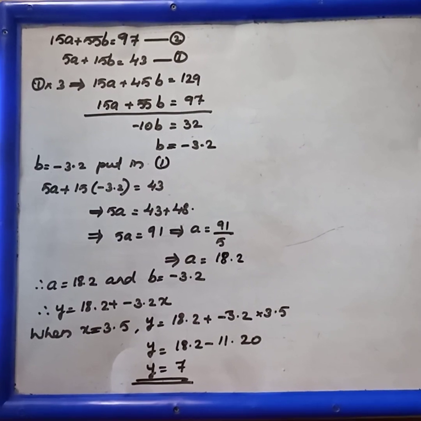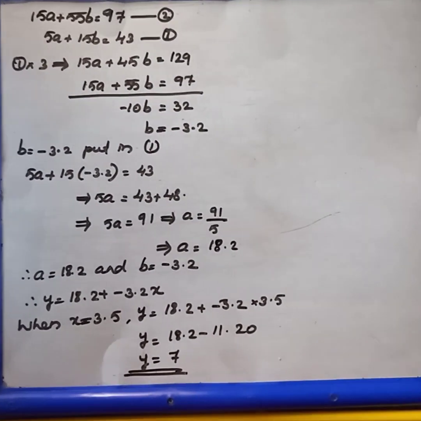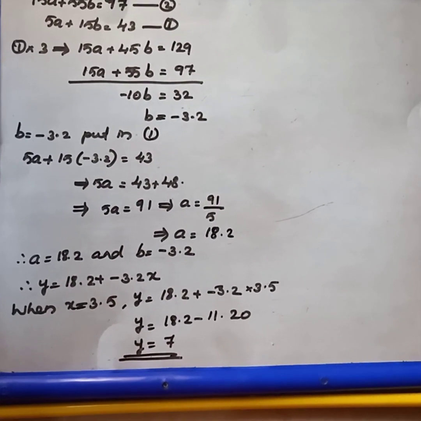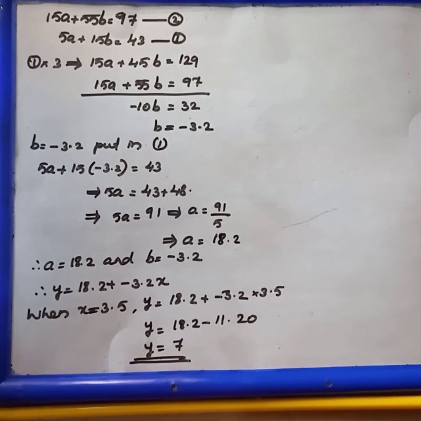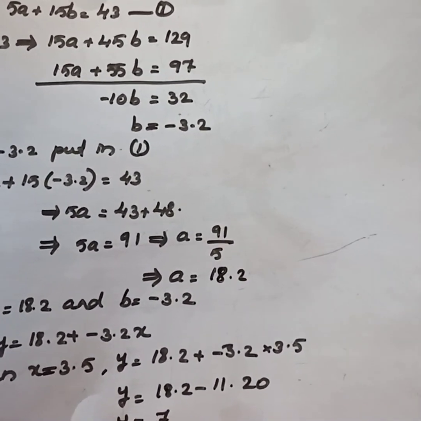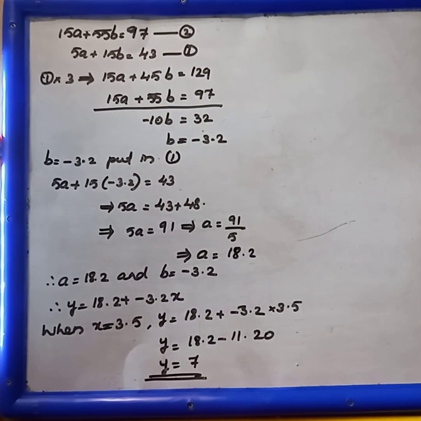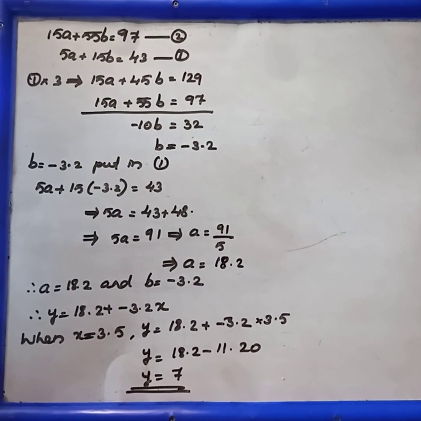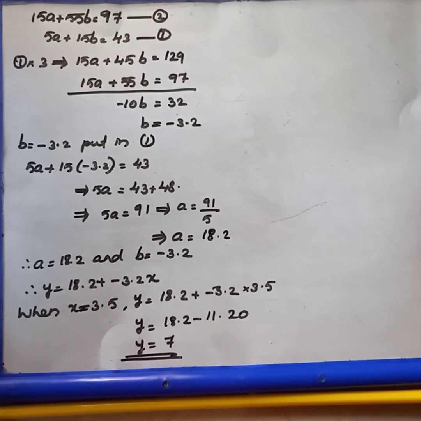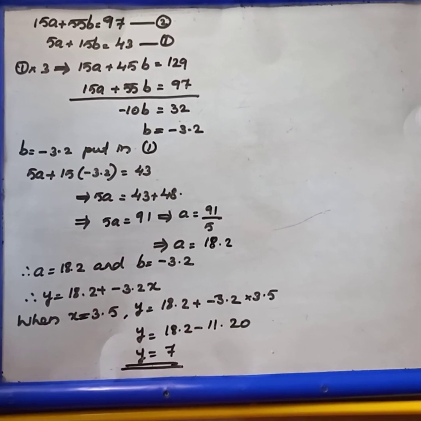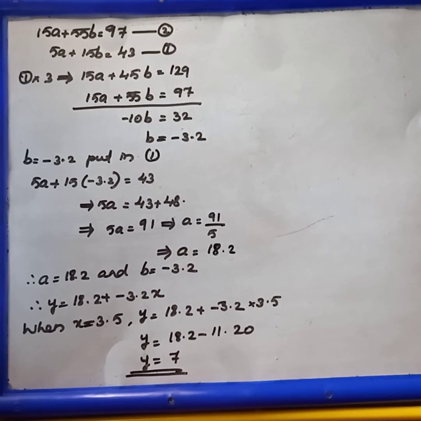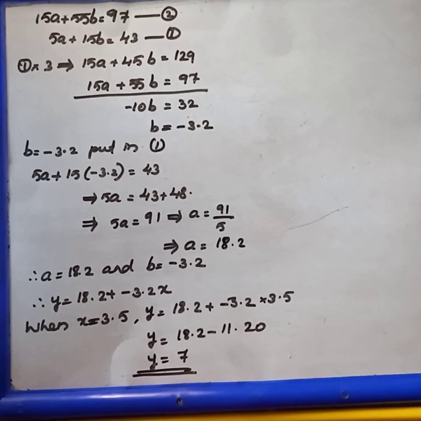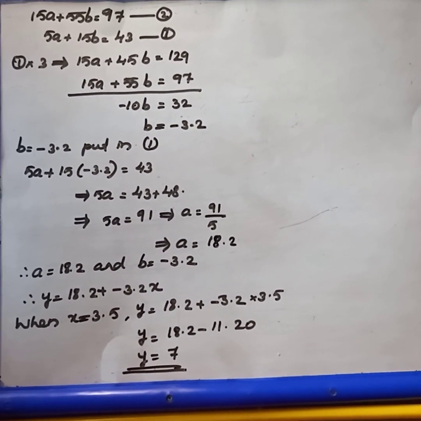Then substituting this value in equation 1: 5a plus 15 into minus 3.2 is equal to 43, that is, 5a minus 48 is equal to 43, which implies 5a is equal to 91. Then a is equal to 91 by 5 is equal to 18.2. Therefore a is equal to 18.2 and b is equal to minus 3.2. We get the two unknowns a and b. Substituting these values in the equation y is equal to a plus bx, the equation of the straight line, therefore y is equal to 18.2 plus minus 3.2 into x.